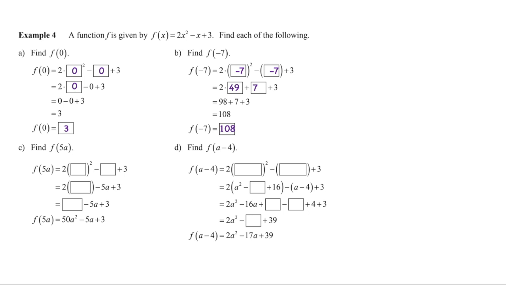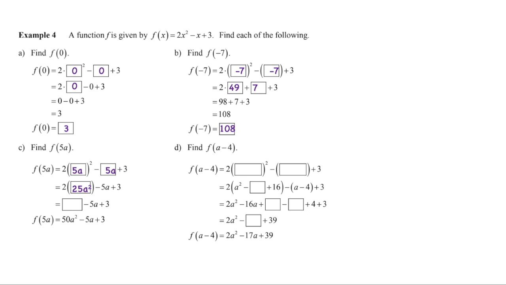Everywhere I see x, I'm going to replace it with 5a. 5a squared is the same as 5a times 5a, or 25a squared. This would then give us 25a squared minus 5a plus 3.